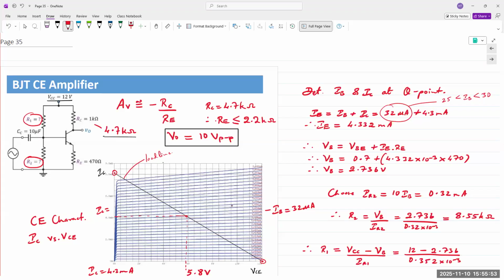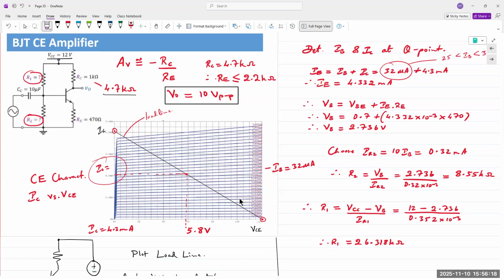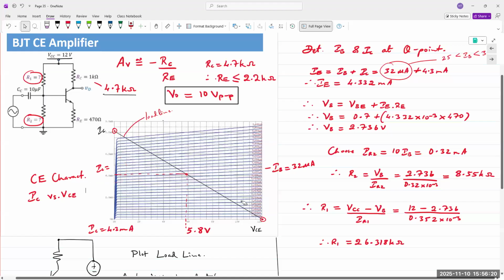right? You had plots, IC versus VCE for different values of IB. You pick one value of IB, find the intercept or the intersection right there. That's your Q point. You need to extract the values for IC and VCE from that intersection point. The coordinates of that intersection point give you these values. That's the most important. Does it make sense?